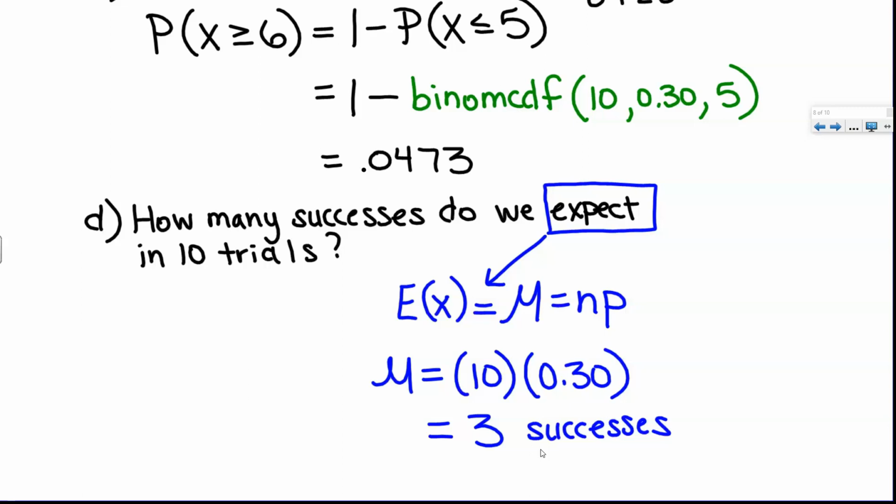Okay, so that's the gist of Chapter 6. The only thing left is just more examples, and so we'll work on those next week.